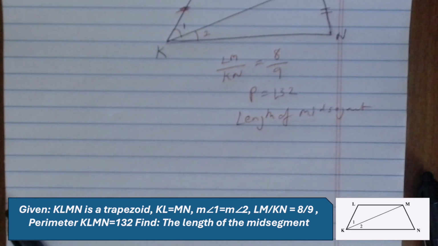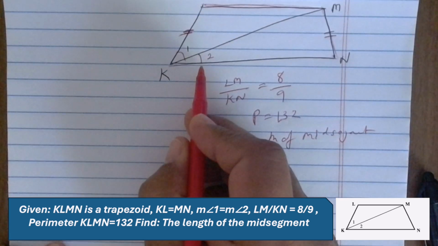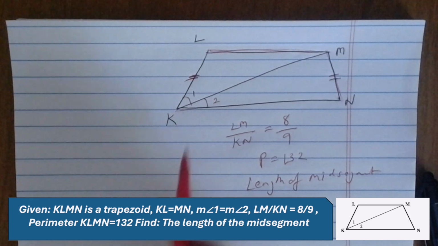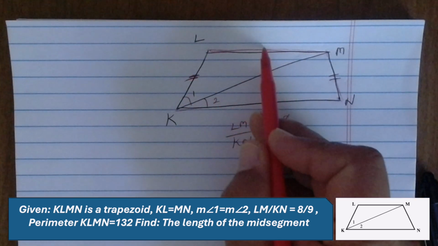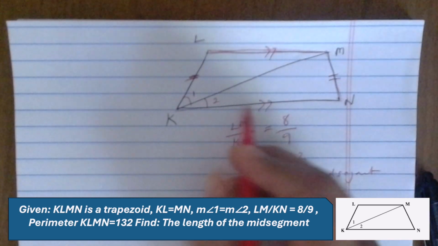So we collected whatever information is given in the question. This is equal to this. Angle 1 and angle 2 are equal. And these other properties are given. So if angle 1 is equal to angle 2, we know that these two sides are parallel, because the bases of a trapezoid are parallel.